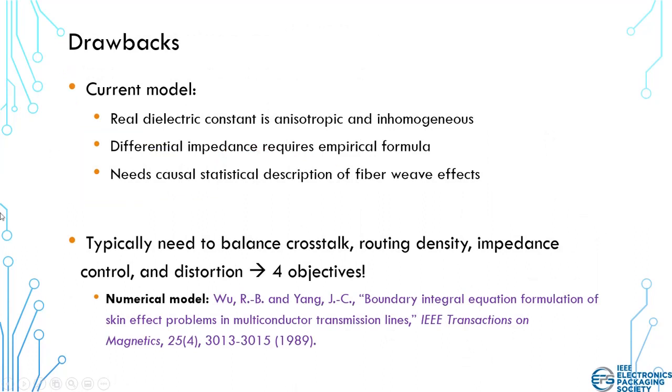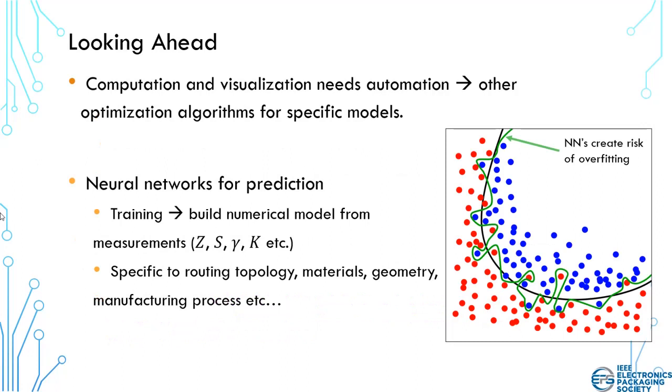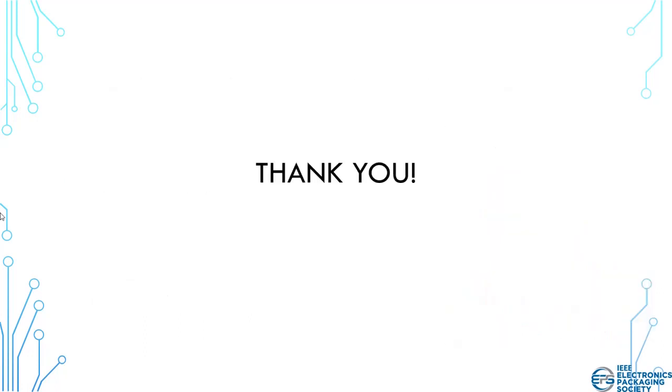So some drawbacks in the current model, we don't account for anisotropy and inhomogeneity in the dielectric constant, which arises due to the fiber weave effects. And obviously in a real situation, there's going to be many more objectives. So I've listed 4 here, and I'm sure you could come up with some other objectives if you really think about it. Looking ahead, you could use something like neural networks for prediction. This could account for more complex models involving multiple signal integrity objectives, as well as more complex geometry, materials, manufacturing processes, etc.